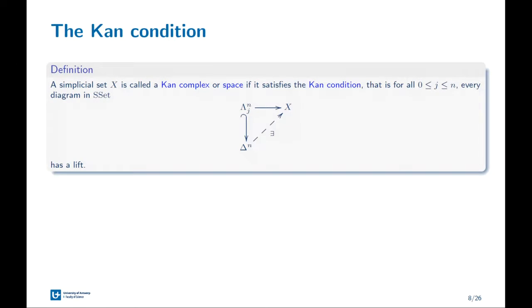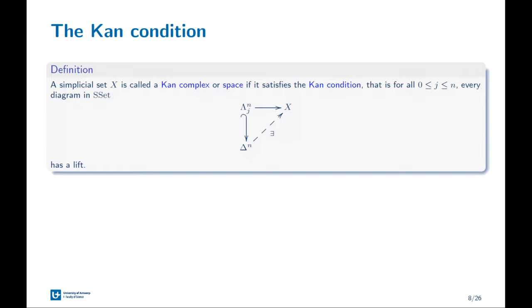Before I get to the definition of quasi-category, I want to take a little detour to Kan complexes. These are very classical objects in algebraic topology, and they're defined as follows. A simplicial set is a Kan complex, or a space, if it satisfies the so-called Kan condition, which means that for every j between 0 and n, every diagram of solid arrows in simplicial sets like this has a lift, which is given by this dotted arrow. So there should exist a dotted arrow which makes this triangle commute.